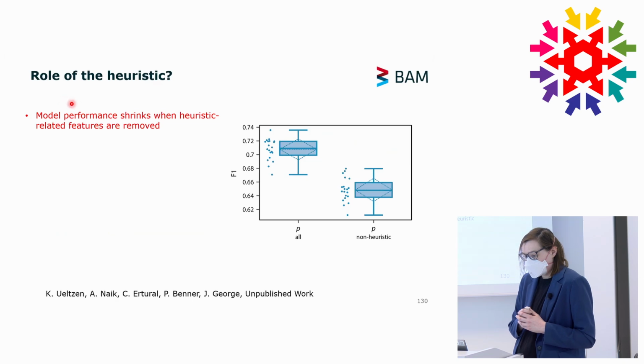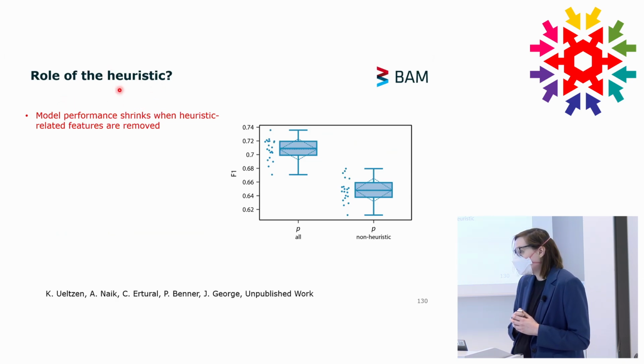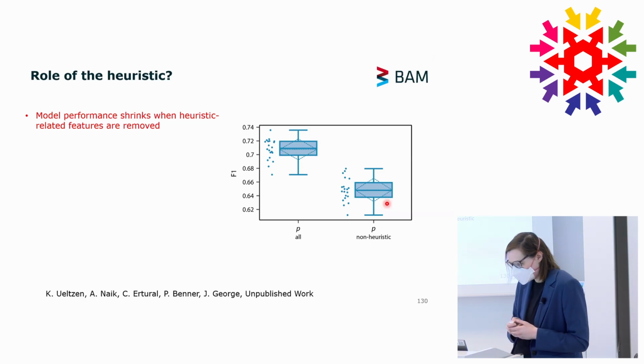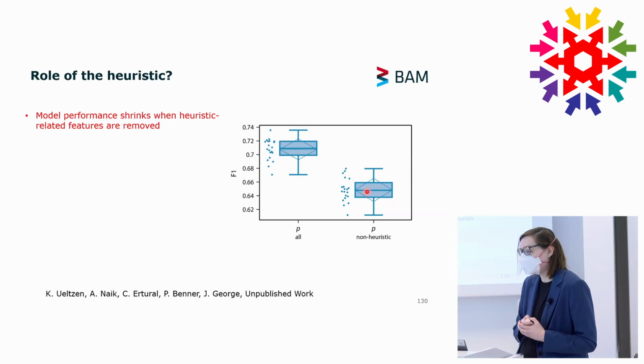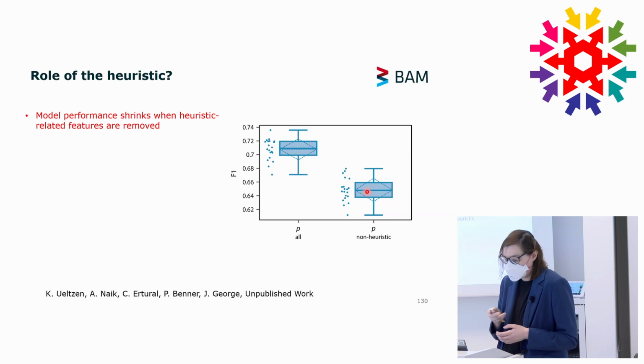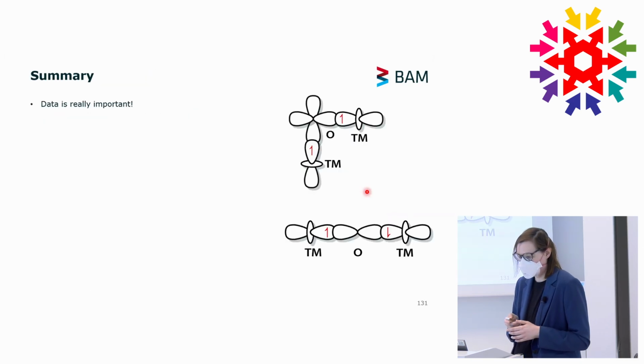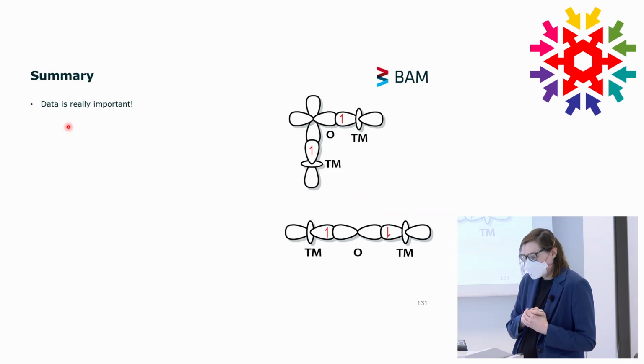And what we can also check is what is the role of this heuristic. So we can also check the heuristic on the machine learning model. And what we did is we trained one model with all features, and then one model without those that are connected to the heuristic, so the bond angle determining the magnetism. And we can actually see a significant difference between the models. So the bond angle and related features are really predictive for the magnetism in these compounds. So what I wanted to show here is that the data is really important that we're working with.